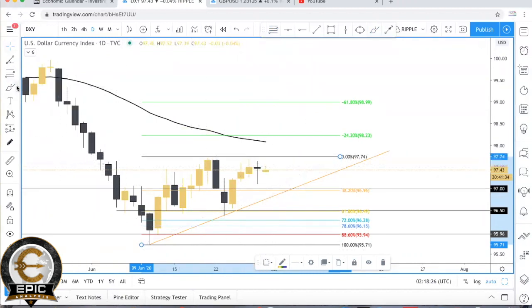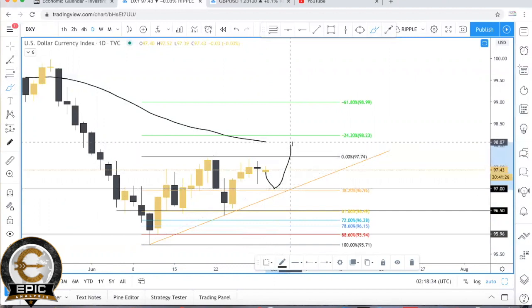So if anything, we possibly could see a slight pullback back down towards 97 support-ish before we get another attempt to the upside. And I expect price to breach above the 98 resistance level for the overall dollar index as long as we can stay within this structure. This is what I'll be expecting.